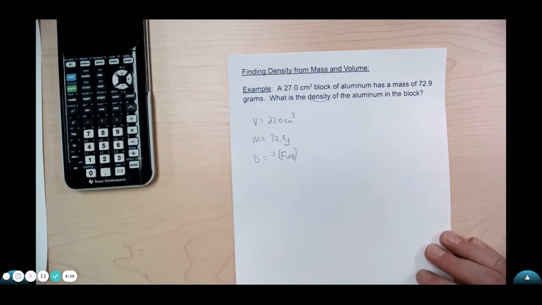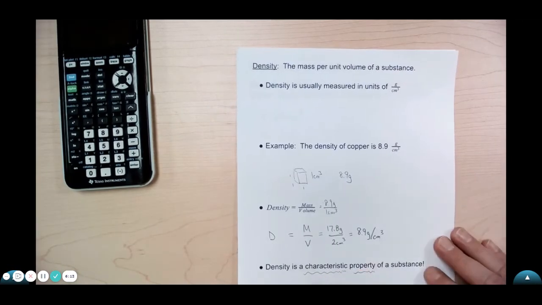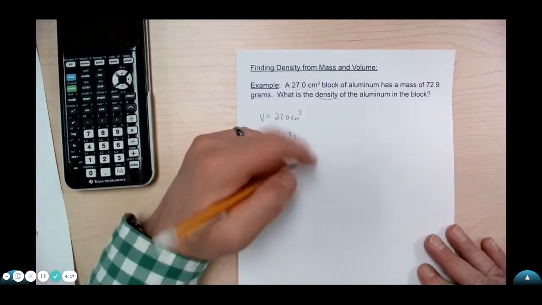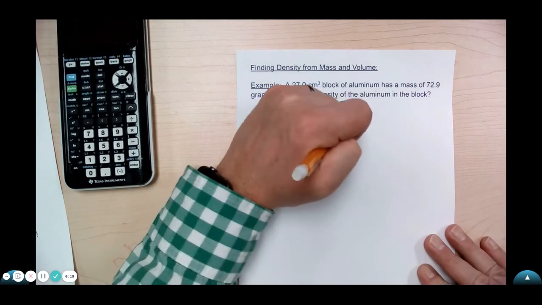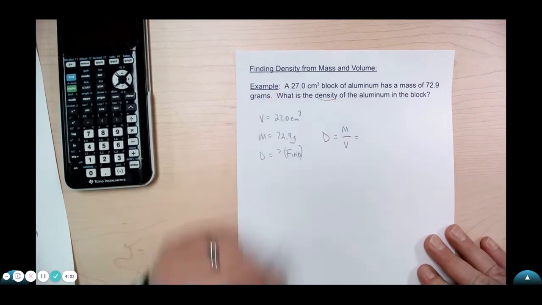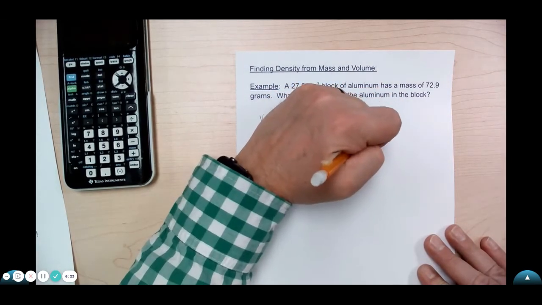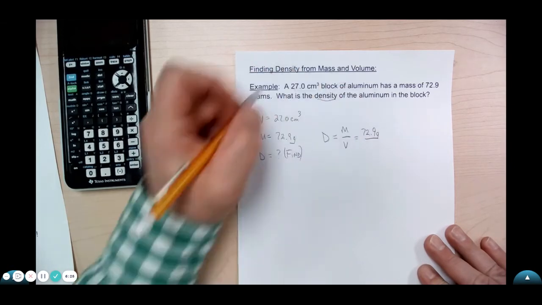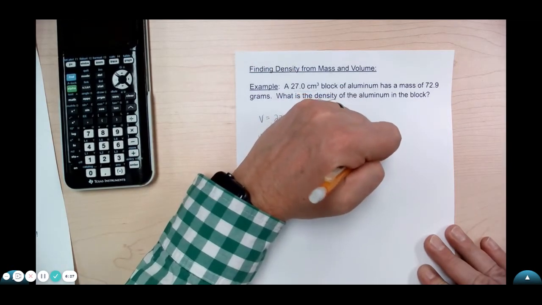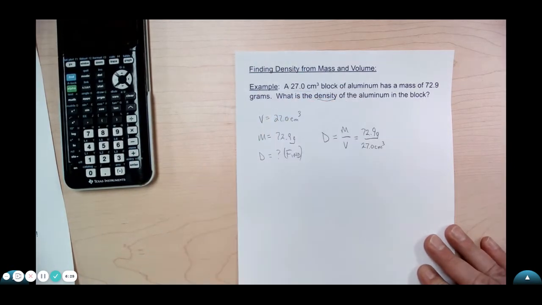Want to find that? Well, go back to our equation. Density is mass divided by volume. In this case, it would be 72.9 grams divided by 27.0 cubic centimeters.